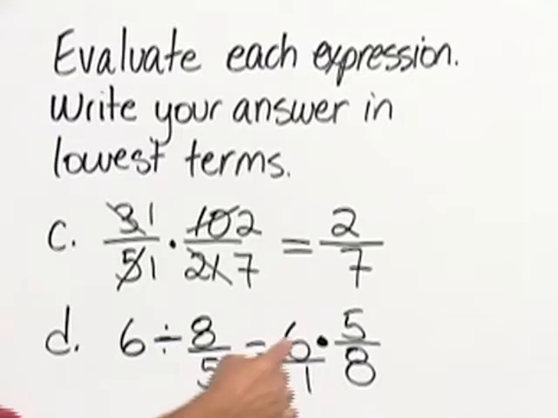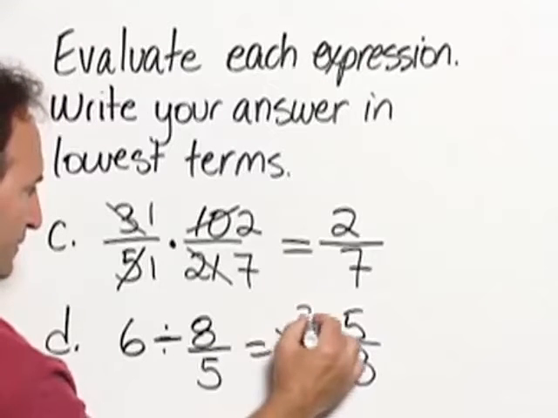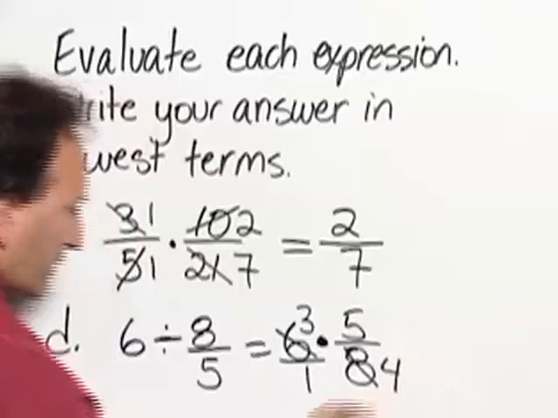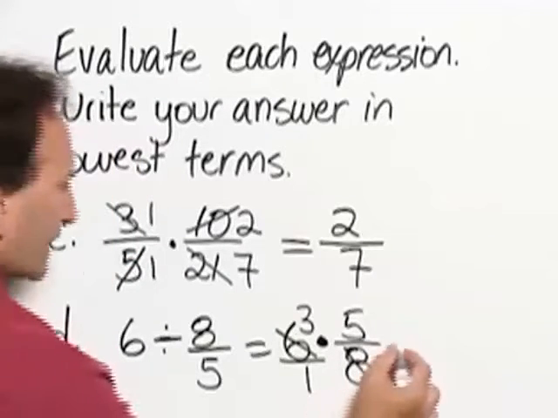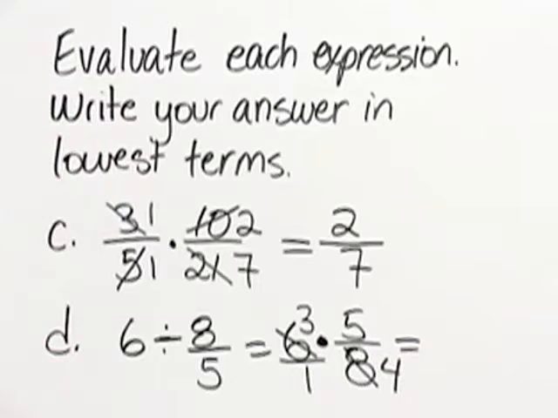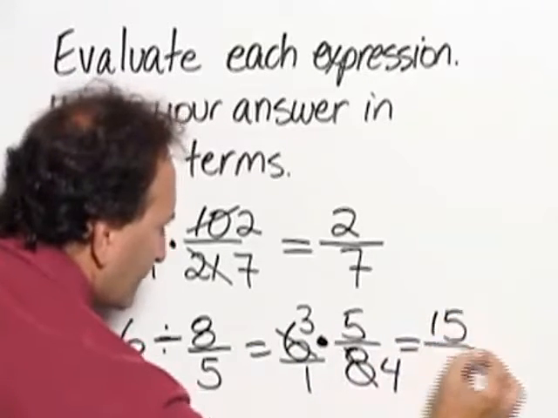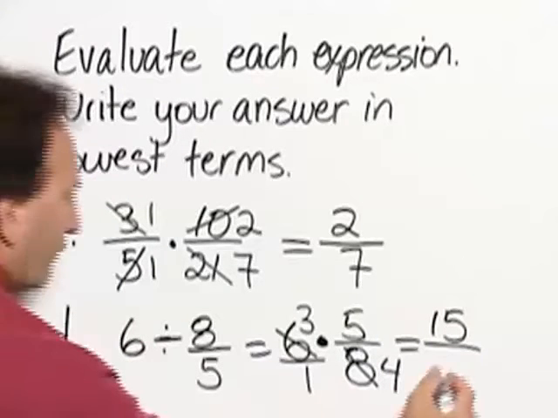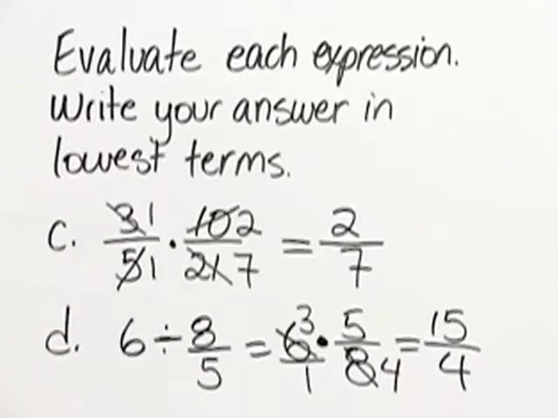We look to see if any number in the numerator will cancel with or reduce with any of the numbers in the denominator. 2 divides into 6 3 times. 2 divides into 8 4 times. Nothing else can cancel, and so now we multiply straight across. 3 times 5 is 15. 1 times 4 is 4. And so our answer is 15/4.